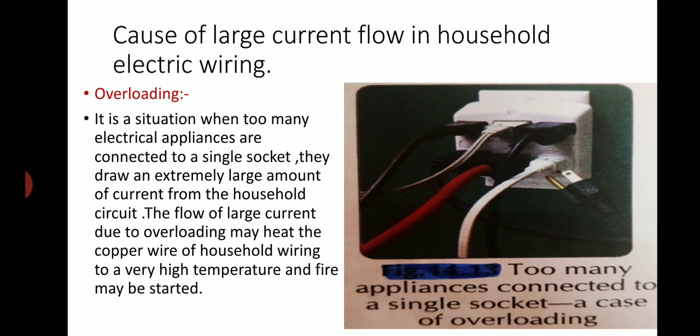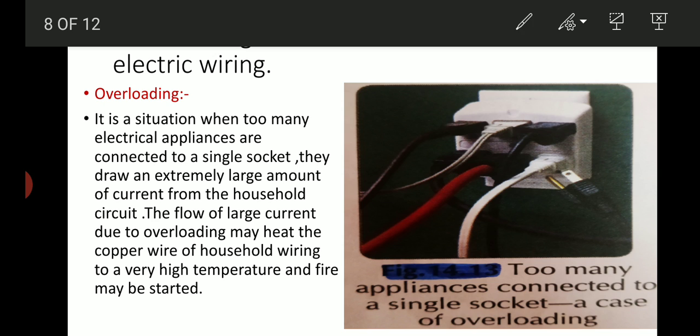Now, what is overloading? In this picture, you can see that in a single socket too many devices are fitted. So, when too many electrical appliances are connected to a single socket, they draw extremely large current from the household circuit, and the household wiring gets overheated. The overheating of electrical wiring in any circuit due to the flow of a large amount of current causes overloading of the electric circuit. And excessive overloading for a long period may lead to fire.